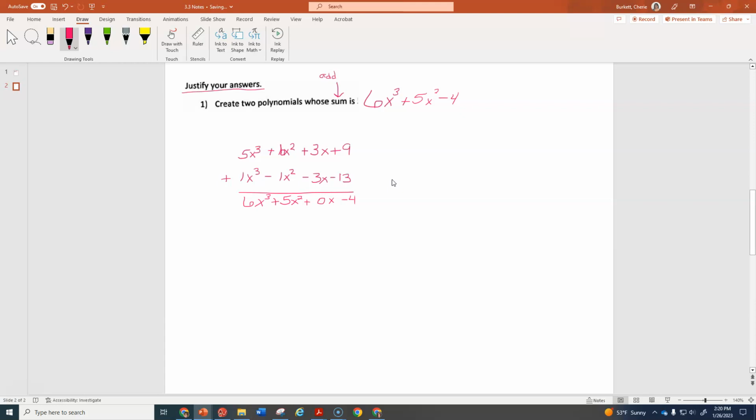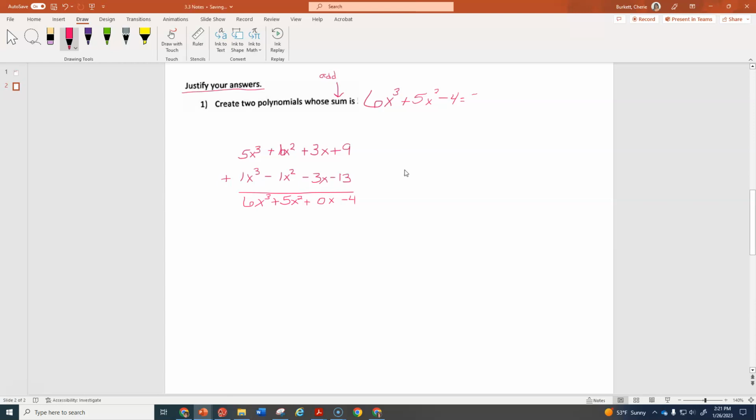So if I take 13 right here away from 9, I think I end up with negative 4. Okay, so that's justifying my work. It's also maybe not the best way to demonstrate your answer. So this is justifying your answer, but let's go ahead and write the two polynomials down like this.